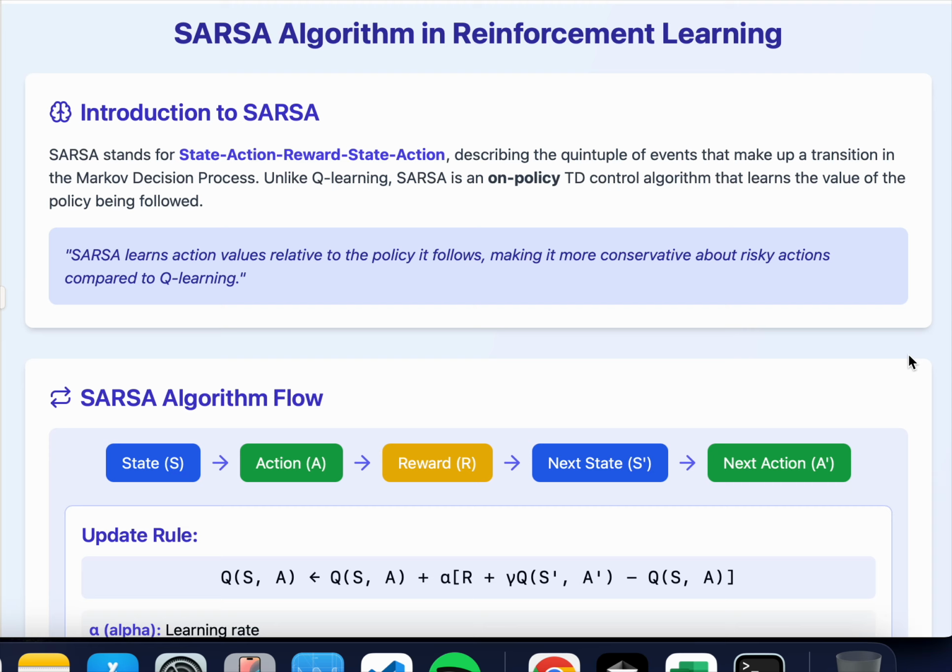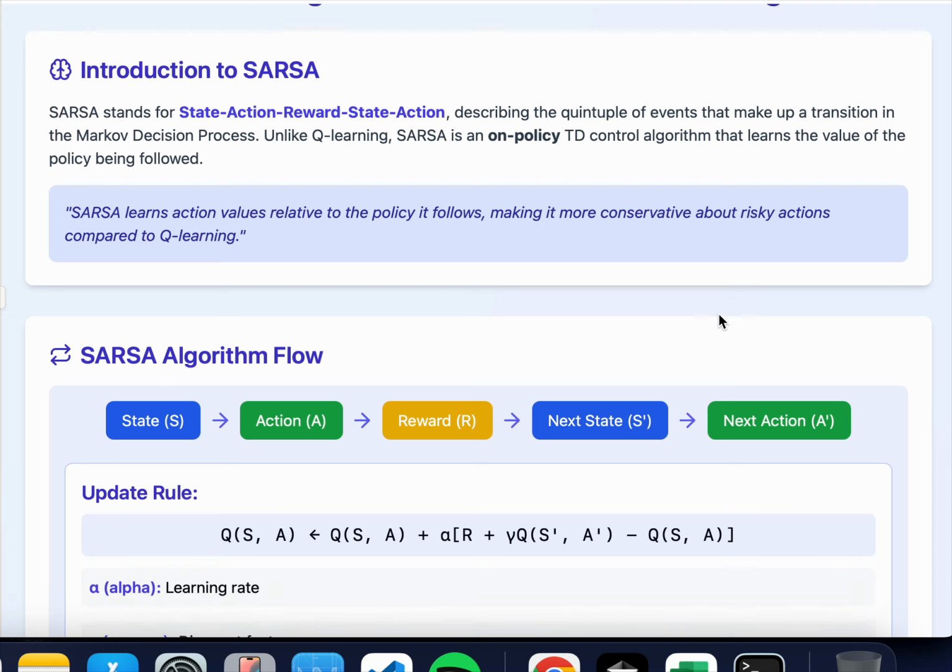Let's start with what SARSA actually means. The name comes from the sequence of steps it uses while learning. That's state, action, reward, then the next state, and the next action. That's why it's called SARSA, and it literally follows that chain: S, A, R, S prime, and A prime.